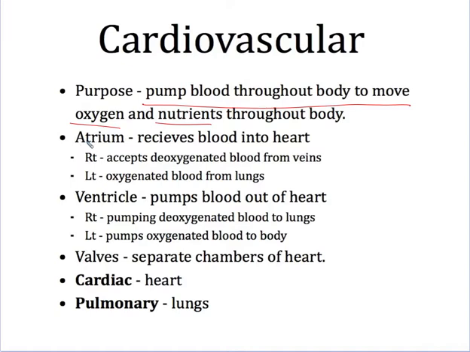Two of them are called atrium, or atria is plural. These receive blood back into the heart, and then they send blood to your ventricles, which pump blood out of the heart. You have a right atrium, which accepts deoxygenated blood from the veins. So this is blood that comes back from the body. You have your left atrium, which gets oxygenated blood from the lungs, because it receives oxygen in the lungs. Then your ventricles: you have a right ventricle, which pumps blood without oxygen to the lungs, and you have a left ventricle, which pumps blood with oxygen to the body.